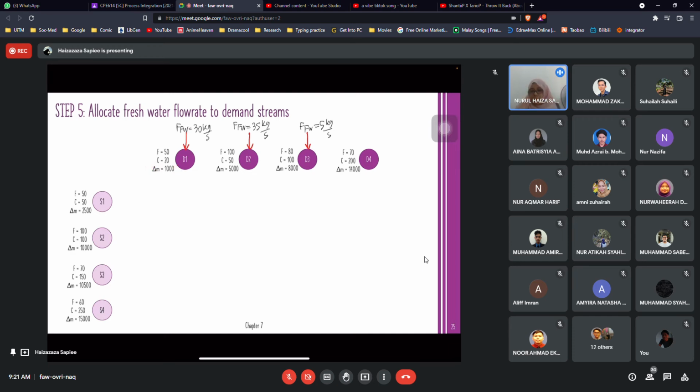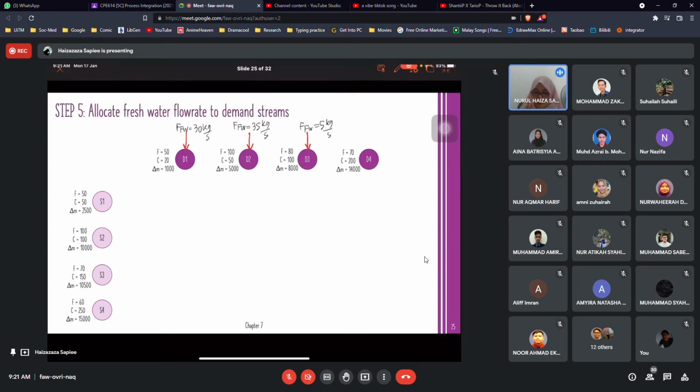So it does not require 100% clean water. Like earlier we had the boiler. The boiler feed water must have 0 ppm, so it must require 100% clean water. In that case we must use fresh water only, with no recycle and no use of water from the sources. Okay, after we have allocated our fresh water, we now want to distribute our sources to those demands.